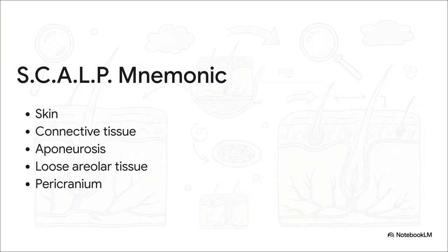Moving on to Section 2, the SCALP layers. I absolutely love this because it's one of the most elegant mnemonic devices in all of human anatomy. The word scalp actually spells out the 5 distinct layers of tissue that make it up, from the outside in. S is for skin, C is for connective tissue, A for aponeurosis, L for loose areolar tissue, and P is for pericranium. Let's see exactly how these stack up.